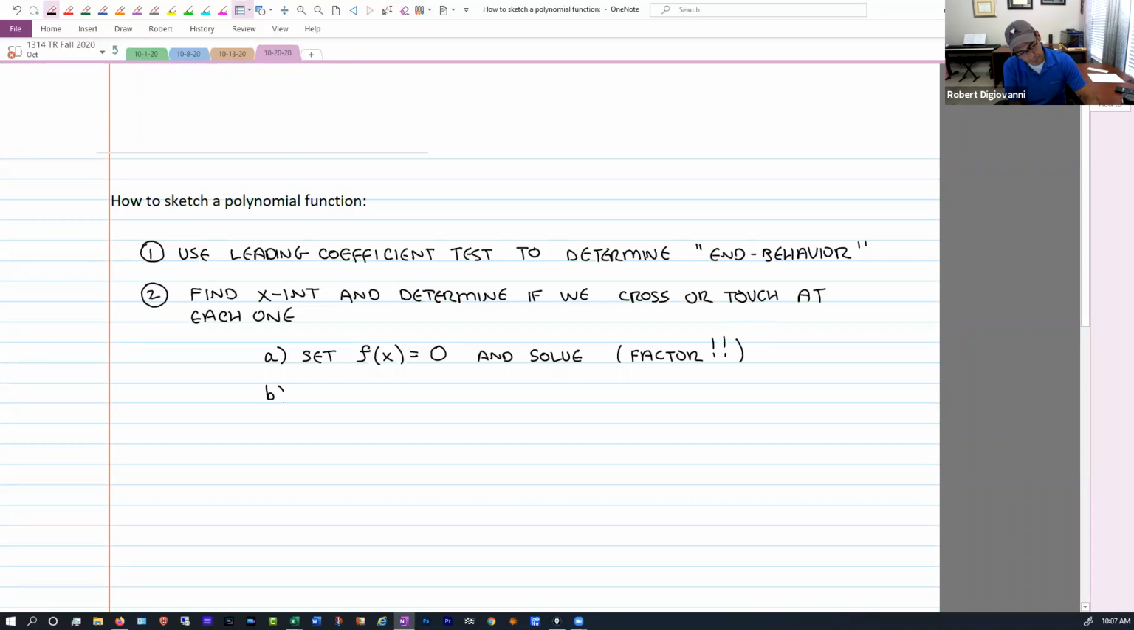Now, this next step, just write it down, and if you don't understand it, that's okay, because we're going to have to work out an example for you to see it. The next step is to determine what's called the multiplicity of each factor. You'll see, just hang tight. Determine the multiplicity of each factor. If it's even, you will touch. If it's odd, you will cross.